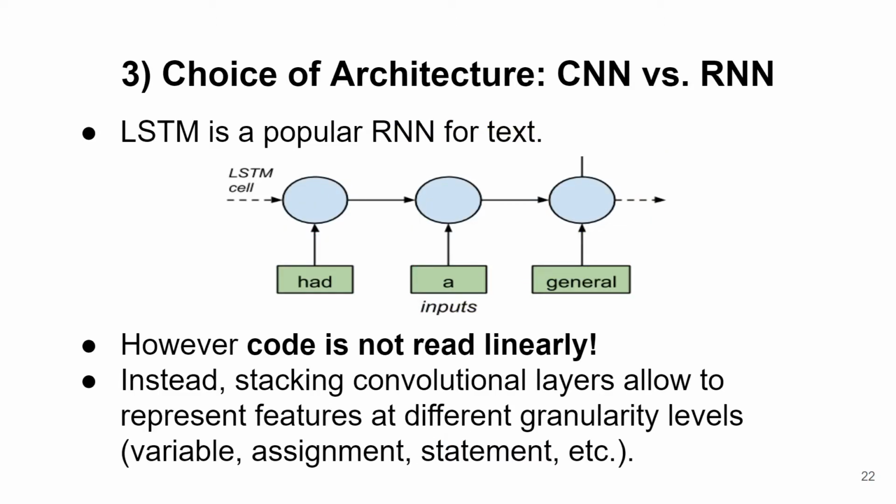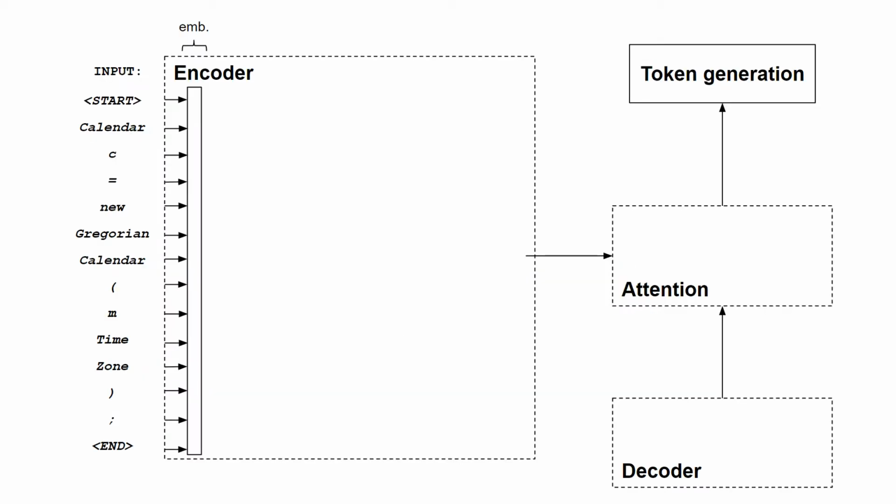The last challenge concerns the choice of deep learning architecture. Recurrent neural networks such as LSTM are very common in natural language because they represent the input as sequences and read it linearly, which is similar to how people read, for example, an English sentence. However, source code is generally not read linearly. Instead, developers read source code jumping from one location to another, looking at it at different levels of granularity. This is better represented using convolutional layers.